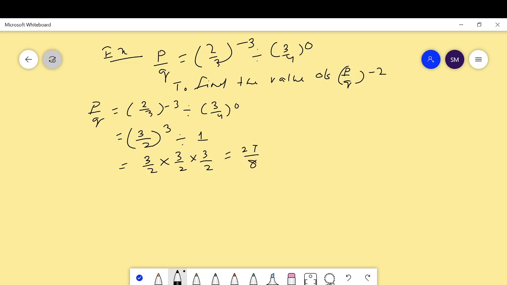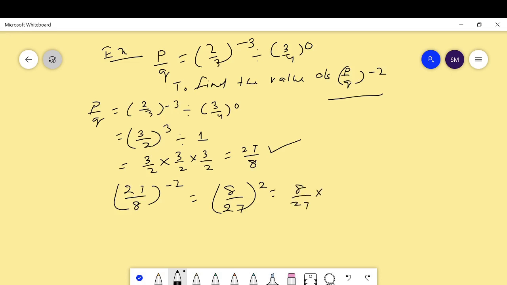We find out the value of p by q is 27 upon 8. But we have to find the value of p by q to the power minus 2. This means we have to find 27 upon 8 to the power minus 2. I have already told you, in case of negative exponents you cannot find the value directly. At first, to make the exponent positive, take the reciprocal. This is 8 upon 27 to the power 2. Then very easily, by multiplying this, we can find its value.